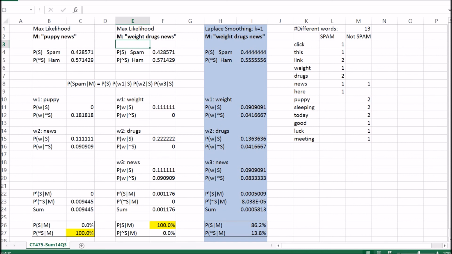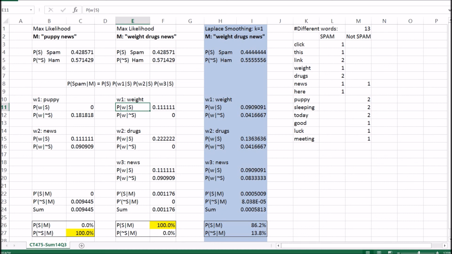First, here are our calculations for the second sentence, weight drug news, which to me looks a lot like the sort of spam group of messages we had. Let's see if that's borne out by the calculations. First, the prior probability of spam and the prior probability of non-spam are unchanged from before. Our first word is weight here.